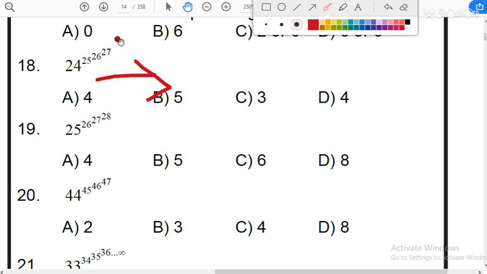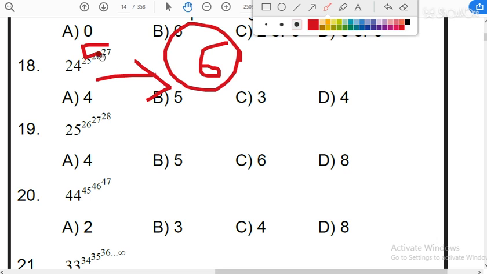6 raised to the power 7, so it will give me the unit place 6. Now 25 to the power of something will give me the unit place as 5 here. So this we got, 5 will be at the end. So 4 raised to the power 5, so at the end 5 is there. Then it can be 32, anything. 4 raised to the power.